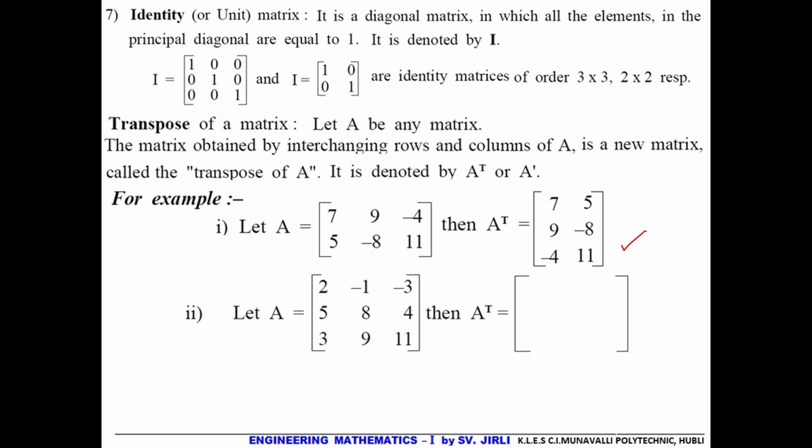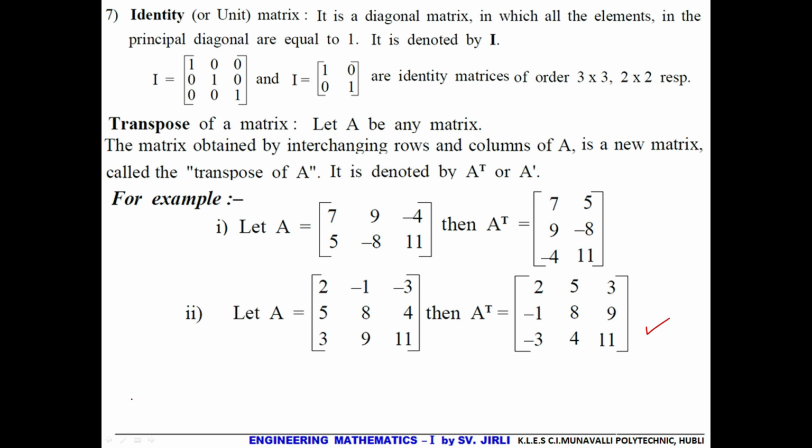Let us try one more example. Let A equal to 2 minus 1 minus 3, 5 8 4, 3 9 11. Try to answer what is A raised to T. What is the first column? First column would be 2 minus 1 3. Second column is 5 8 4 and third column 3 9 11. This is A transpose, very simple.